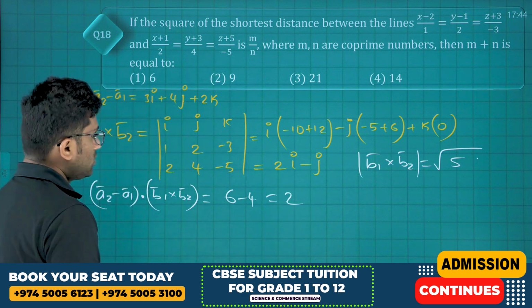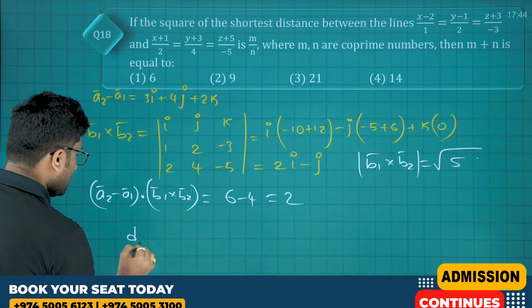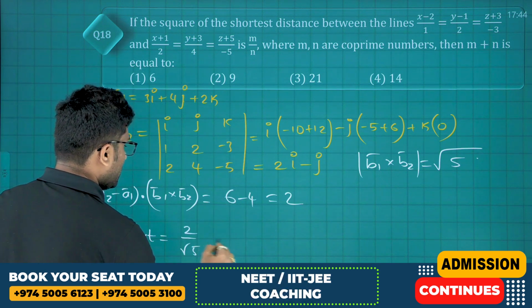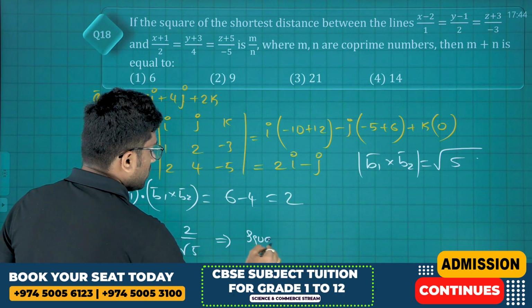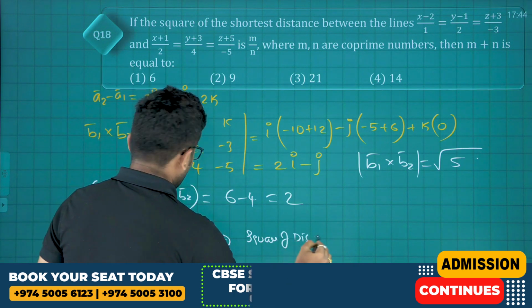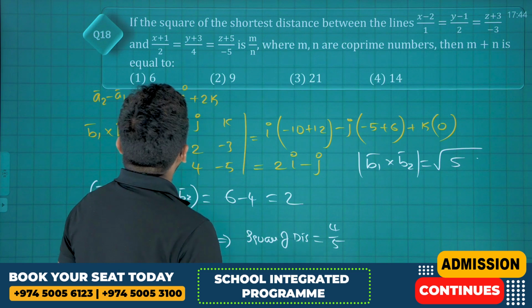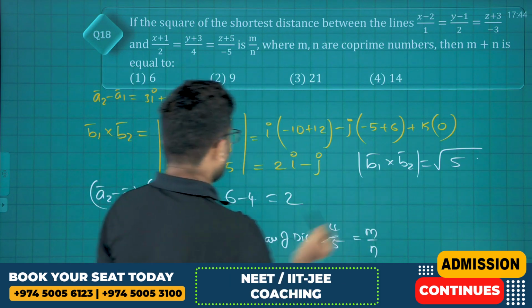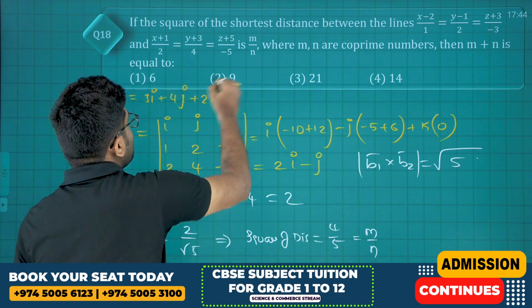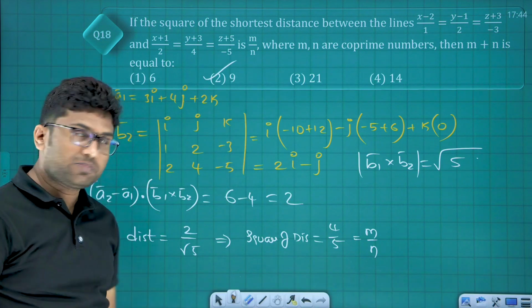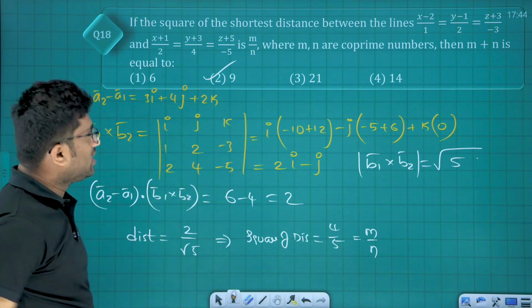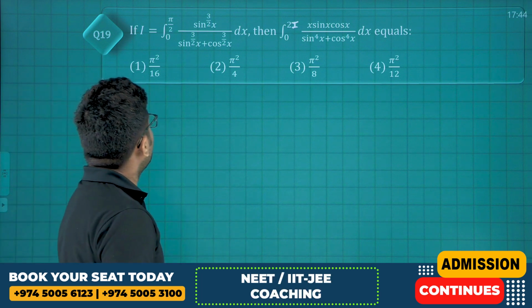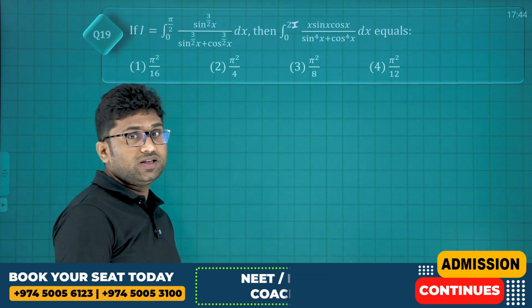That's it. So clearly shortest distance is equals to now 2 divided by root 5. They are asking square of them. Square of distance, which is equals to 4 by 5, and this is equals to m by n. So m is equals to 4, n is equals to 5, m plus n is equals to 9, friends. Simple question. Actually nothing in it. A simple question from 3D. Next, a simple question from, again, many times we did this.